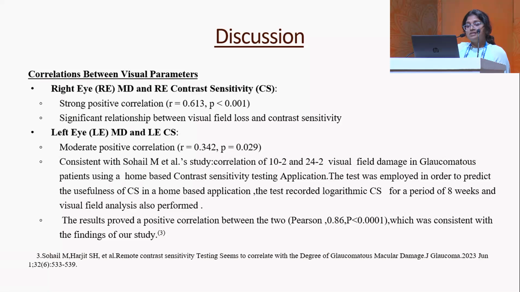The discussion: right eye mean deviation and right eye contrast sensitivity score have a positive correlation with a p value of less than 0.001, and a significant relation between visual field loss and contrast sensitivity was seen. Left eye mean deviation and left eye contrast sensitivity scores show a moderate positive correlation.